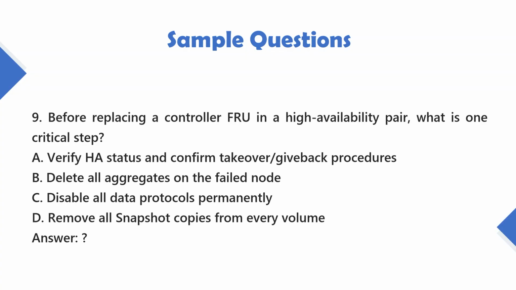9. Before replacing a controller FRU in a high availability pair, what is one critical step? A. Verify HA status and confirm takeover and giveback procedures. B. Delete all aggregates on the failed node. C. Disable all data protocols permanently. D. Remove all snapshot copies from every volume.